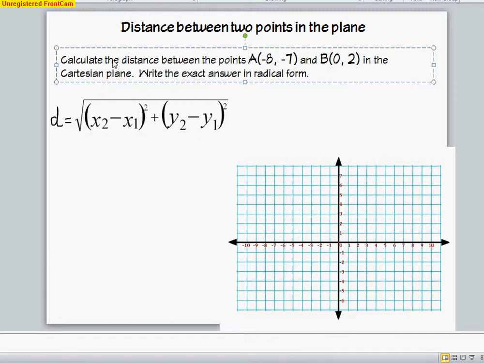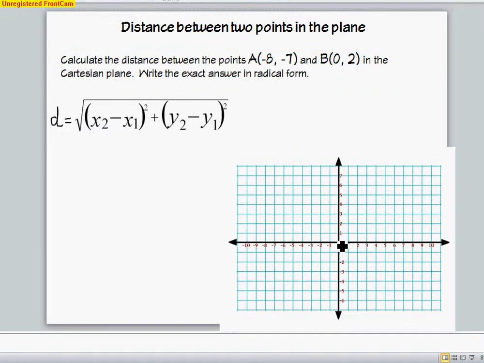All right, this one is distance between 2 points in the plane. The plane, of course, being the coordinate plane, like I have on the picture here. The question says calculate the distance between the points -8, -7 and 0, 2. So let's just plot those so we can kind of see what we're looking at here.